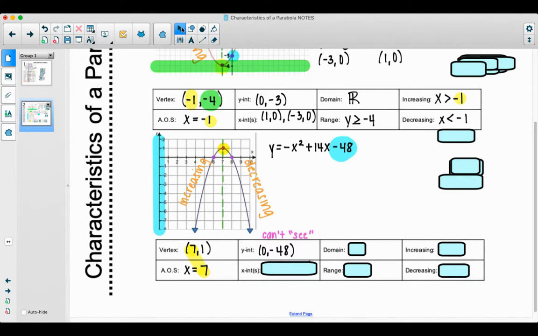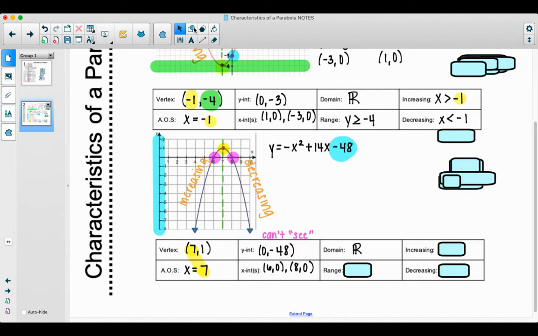Here we can see our two x-intercepts are going to be at 6, 0, and 8, 0. So here we can just pull them right off the graph. X-intercept is where it crosses the x-axis, so the y-coordinate is always 0. So here we have 6, 0 and 8, 0, two separate ordered pairs because we're crossing twice. Domain for our parabola is going to be all real numbers. We have nothing stopping my graph.